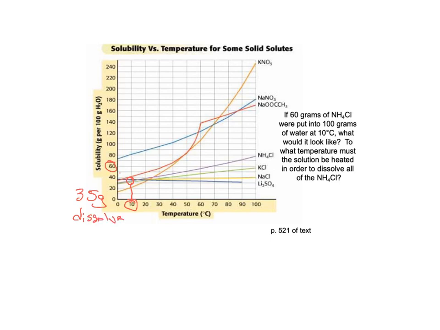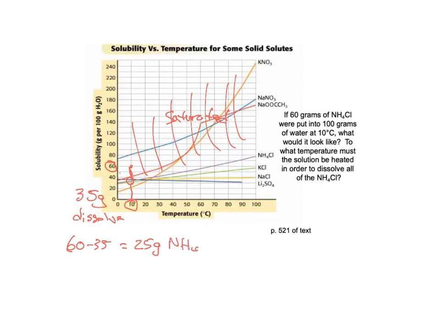So what is it going to end up looking like? Well, if only 35 of it dissolves, how much is just sitting there on the bottom? Well, we added 60, right? So all this above that line, remember everything up here, it's saturated. It's just sitting there. So 60 minus the 35 that actually dissolved gives us 25 grams of that NH4Cl just sitting there on the bottom.